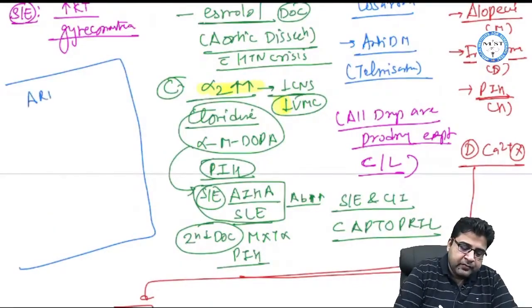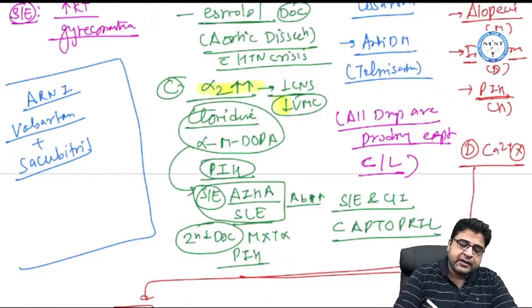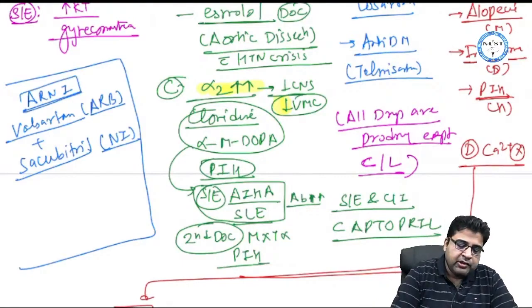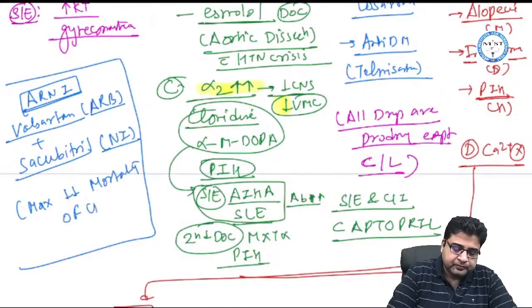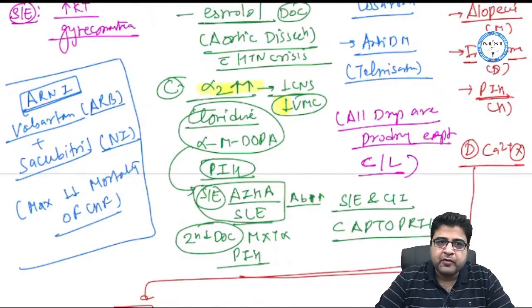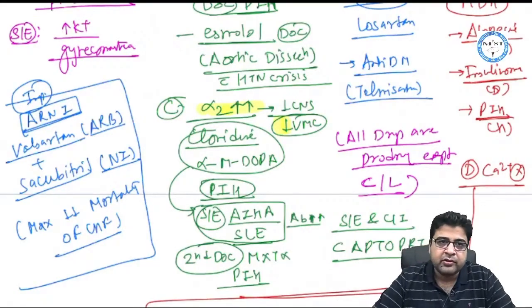ARNI is a combination of valsartan plus sacubitril, where valsartan is an angiotensin receptor blocker and sacubitril is a drug which is a neprilysin enzyme inhibitor. Now this combination is a wonderful combination that will cause maximum reduction of mortality in patients of CHF. So in patients of CHF, there are a total of 5 groups of medicines which can reduce the mortality. The best is ARNI. So this whole topic is important for your exam this year.